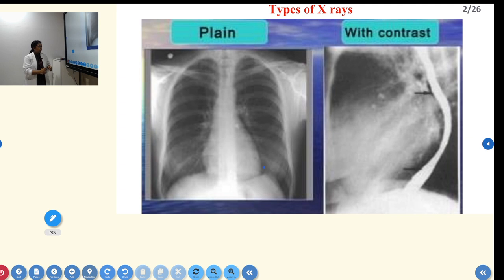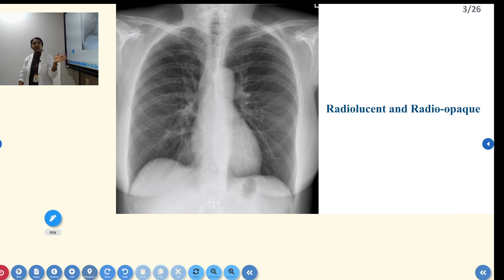Now this is a plain x-ray. So what is radiolucent and radioopaque? Since these x-rays are allowed to pass through, have the ability to penetrate the body, some of the structures inside the body have the ability to absorb the radiations. Those appear white in color and they are known as radioopaque.